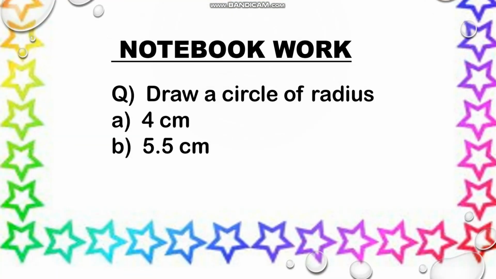So is it clear, children? Okay, so now you can practice drawing circles in your notebook. Draw a circle of radius 4 centimeter and 5.5 centimeter on your notebook. Okay, children, you know how to do it, isn't it? You can take your compass and pencil, take the radius 4 centimeter on the compass and then draw a circle. In the same way you can take a 5.5 centimeter long radius, and after that you draw the circle. Okay, children, don't forget, everyone write this in your notebook.